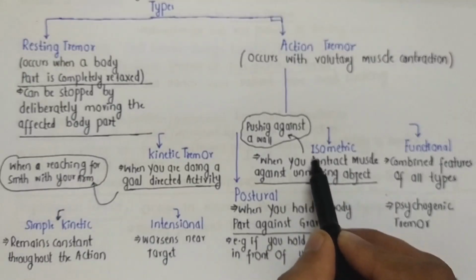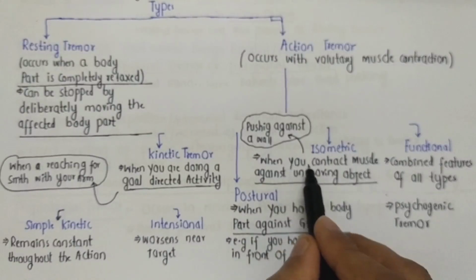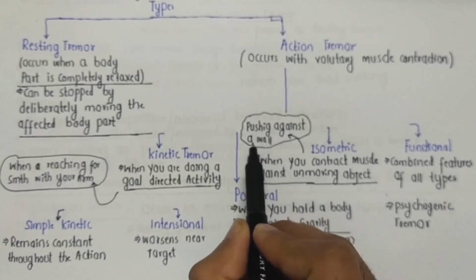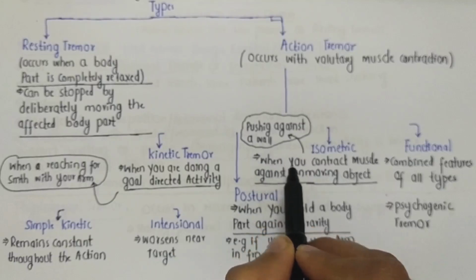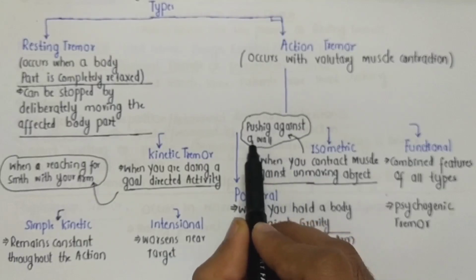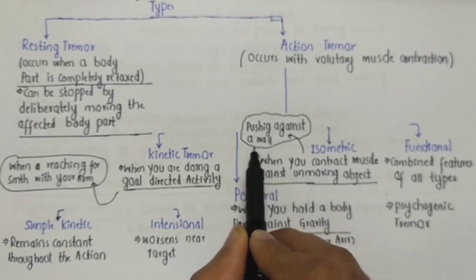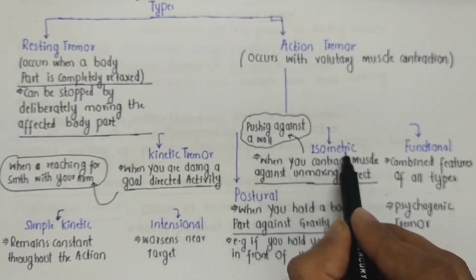The third type is isometric tremor. Isometric tremors occur when you contract muscles against an unmoving object, like when you try to push against a wall, your muscles contract against the unmoving wall. At that time, if your arms experience tremors, these will be called isometric tremors.